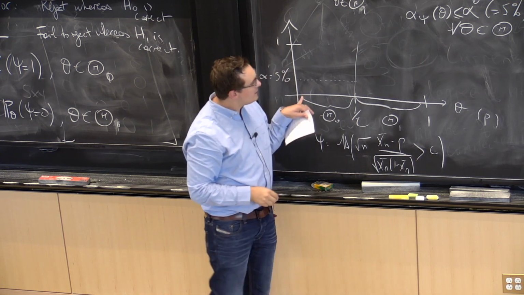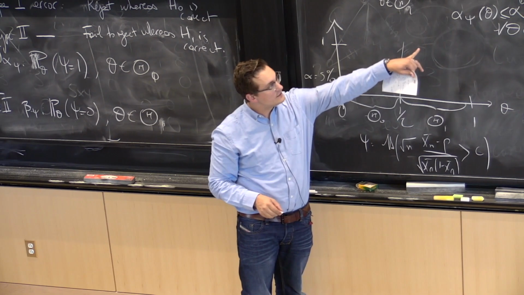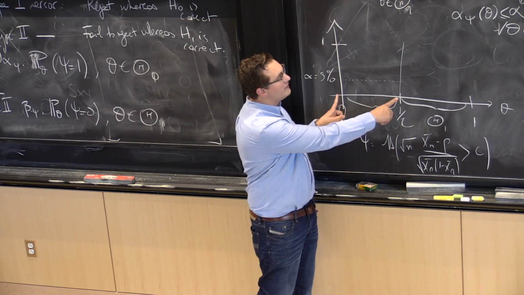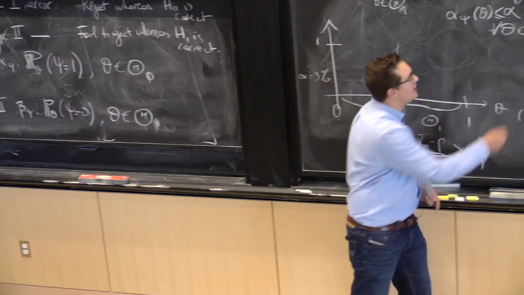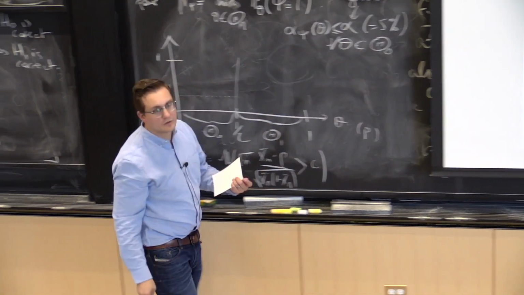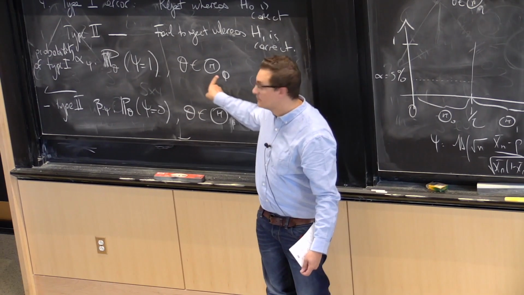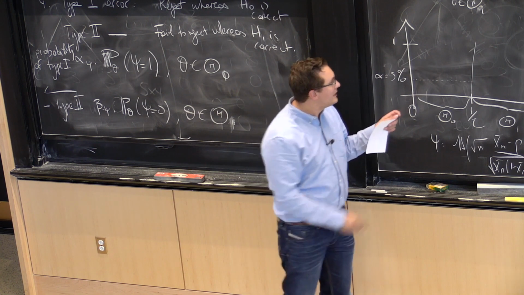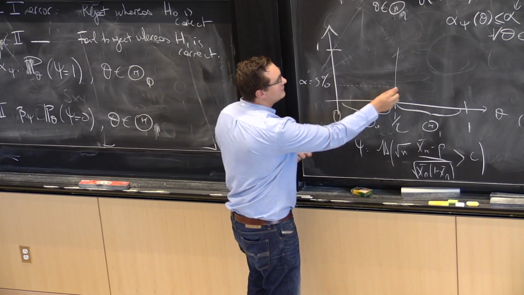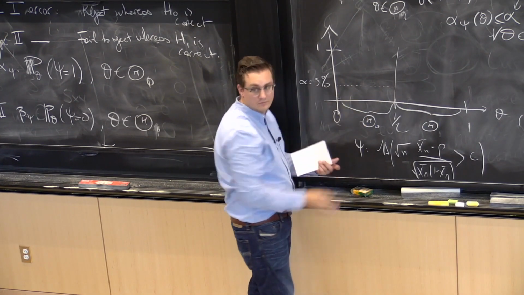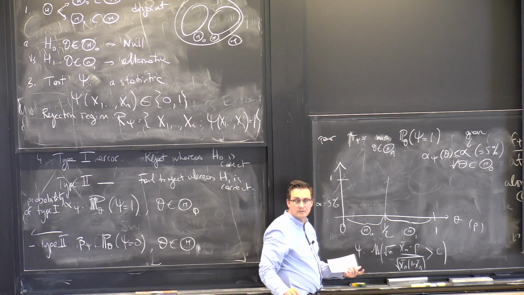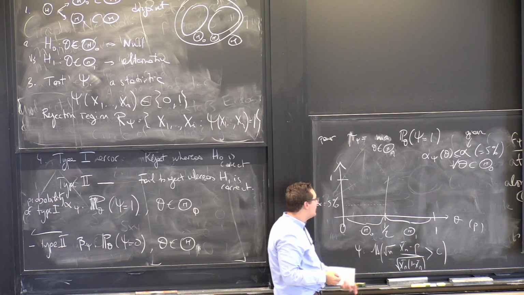So what I know is that since alpha of theta is less than alpha for all theta in theta naught, that's where alpha is defined. So for theta in theta naught, I know that my function is going to look like this. It's going to be somewhere in this rectangle. Everybody agrees? Okay, so this function for this guy is going to look like this.